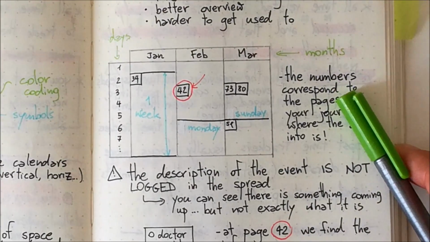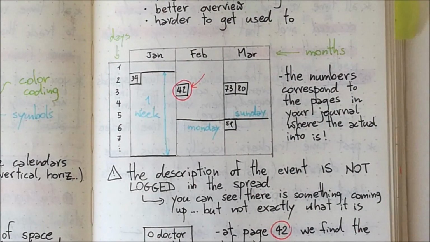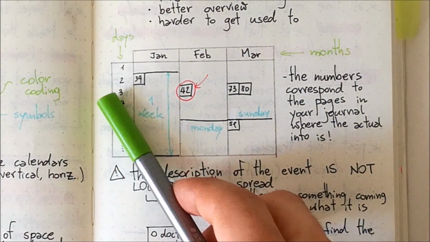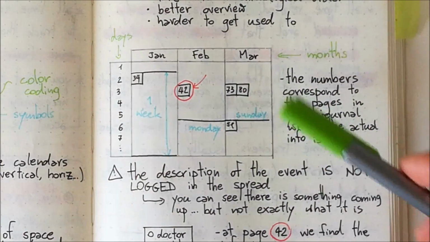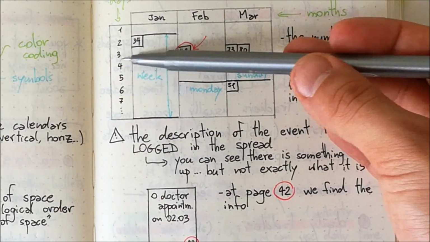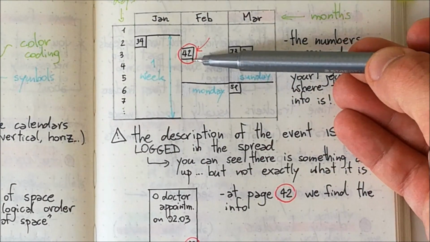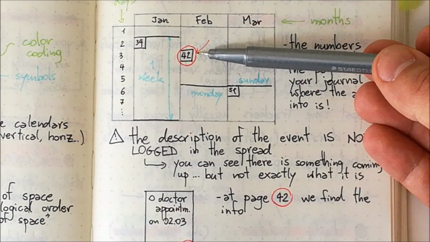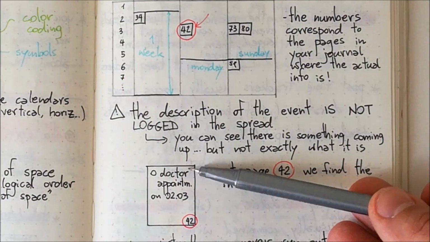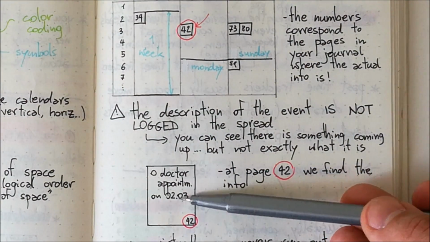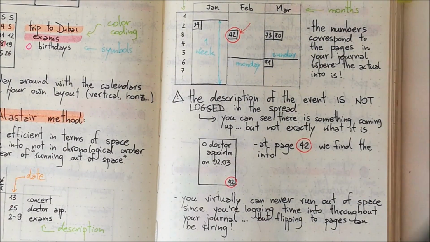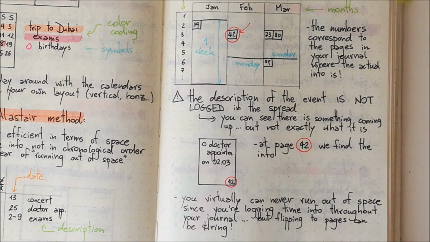Now, this is the tricky part. The description of the event is not logged in the spread. If we have a look at March, for example, we know that on the 3rd of March, there are 2 things coming up, but we just don't know what those things are. To give you a better example, we'll focus on the 3rd of February. As you can see here, we have 42. That means that we need to flip to page 42 to see what the information is. So as we go to page 42 here, we know that we have a doctor appointment on the 3rd of February. So generally speaking, what's great about this Calendex is that you have a better overview of the months coming up.